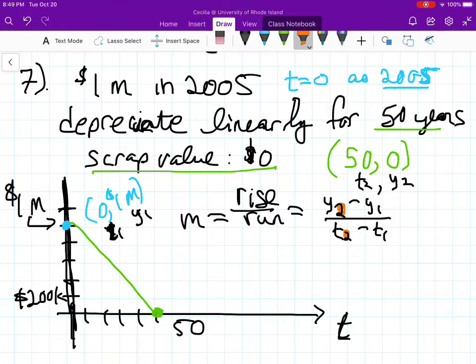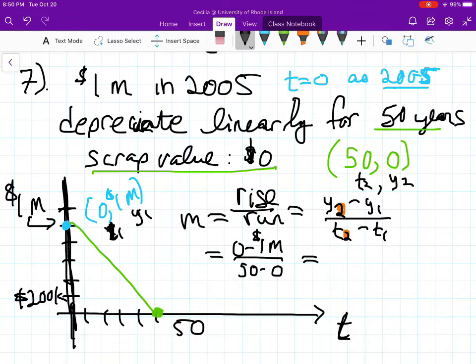So t2 is the 50, 0. We're going to put those first. So we're going to put the y2, which is the 0, first, and the t2, which is the 50, first. And then we're going to subtract the y-intercept point, the 0, 1 million. So putting that in, we get 0 minus the 1 million value for the building. And then we're going to divide that by 50 minus 0.